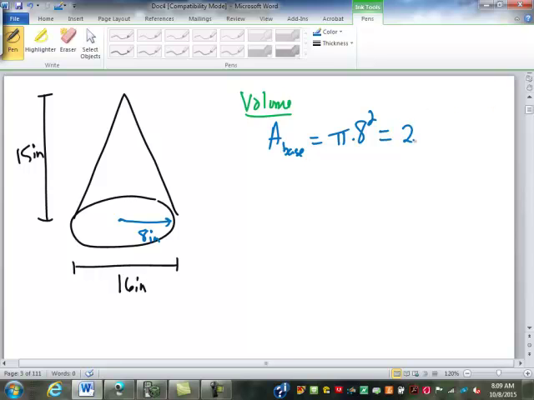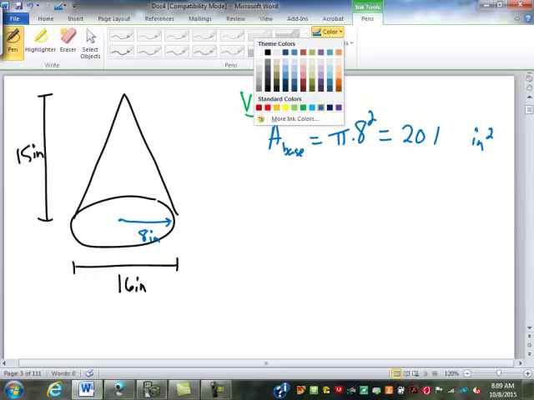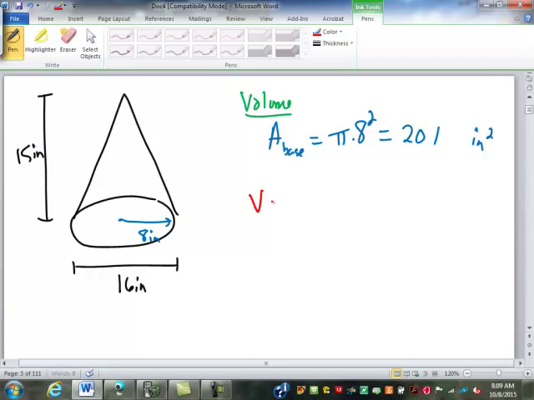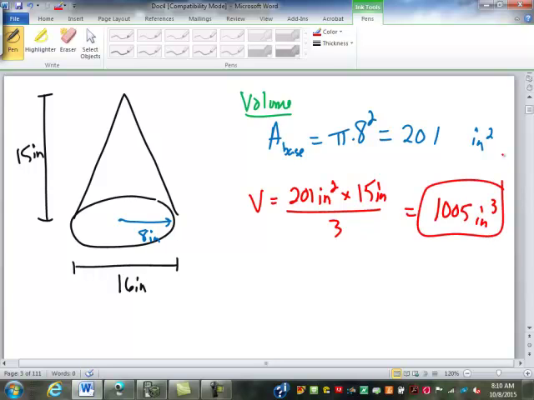That is going to be 200.96. Screw it, let's make it easy on ourselves: 201. So the volume is going to be the 201 square inches times the 15 inches of height divided by 3. 1,005 cubic inches. Make sense?